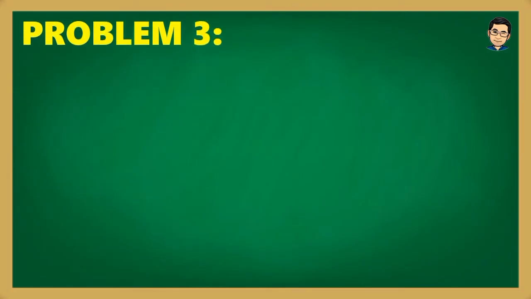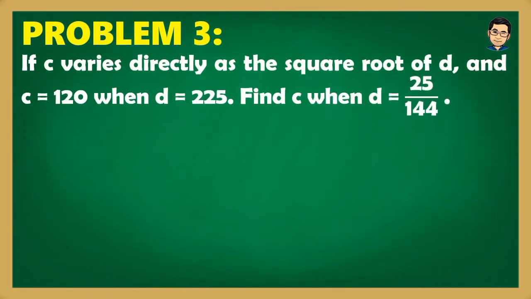So, let's proceed to problem number 3. If C varies directly as the square root of D, and C is equal to 120 when D is equal to 225. Find C when D is equal to 25 over 144. So, una natin kukunin dito, of course, is yung equation of variation.